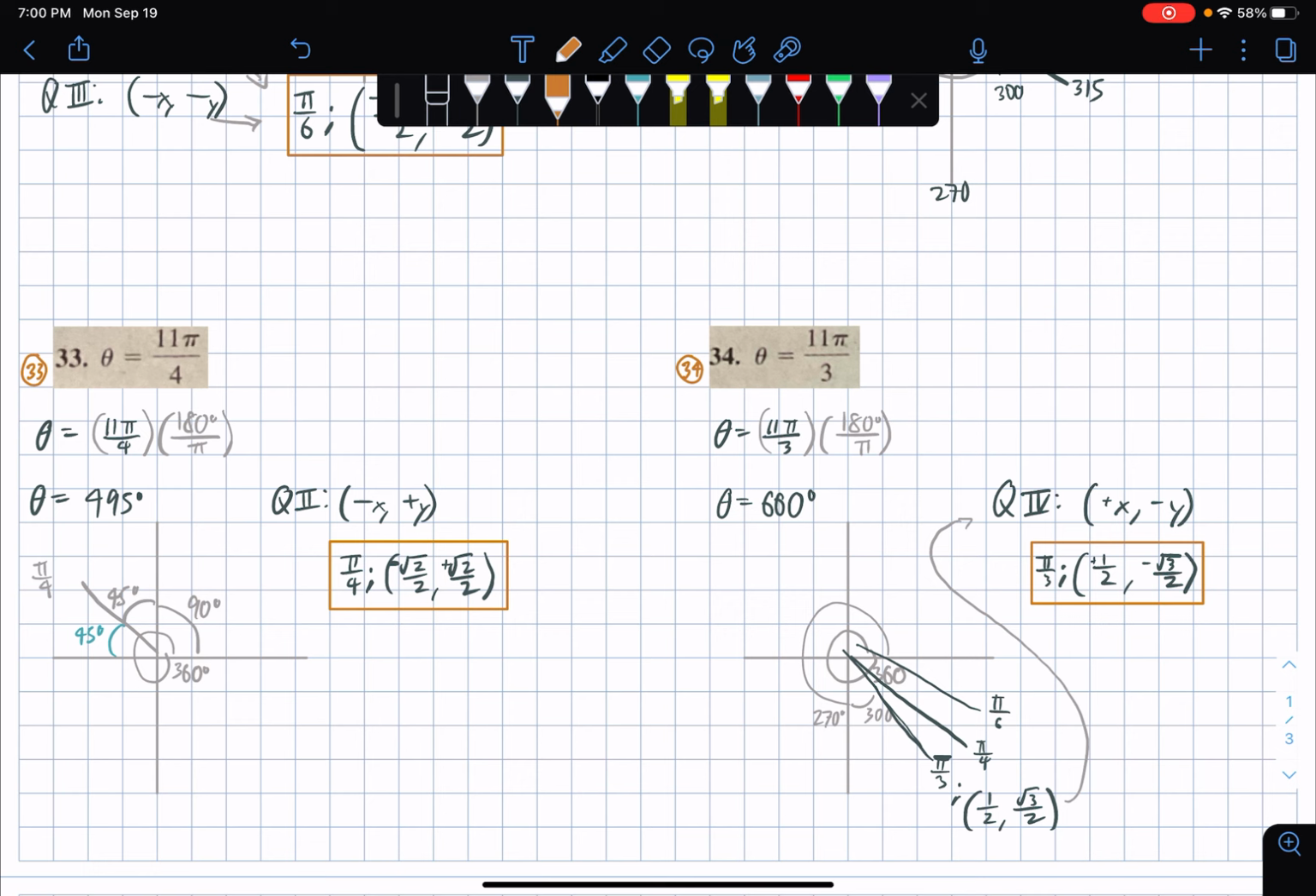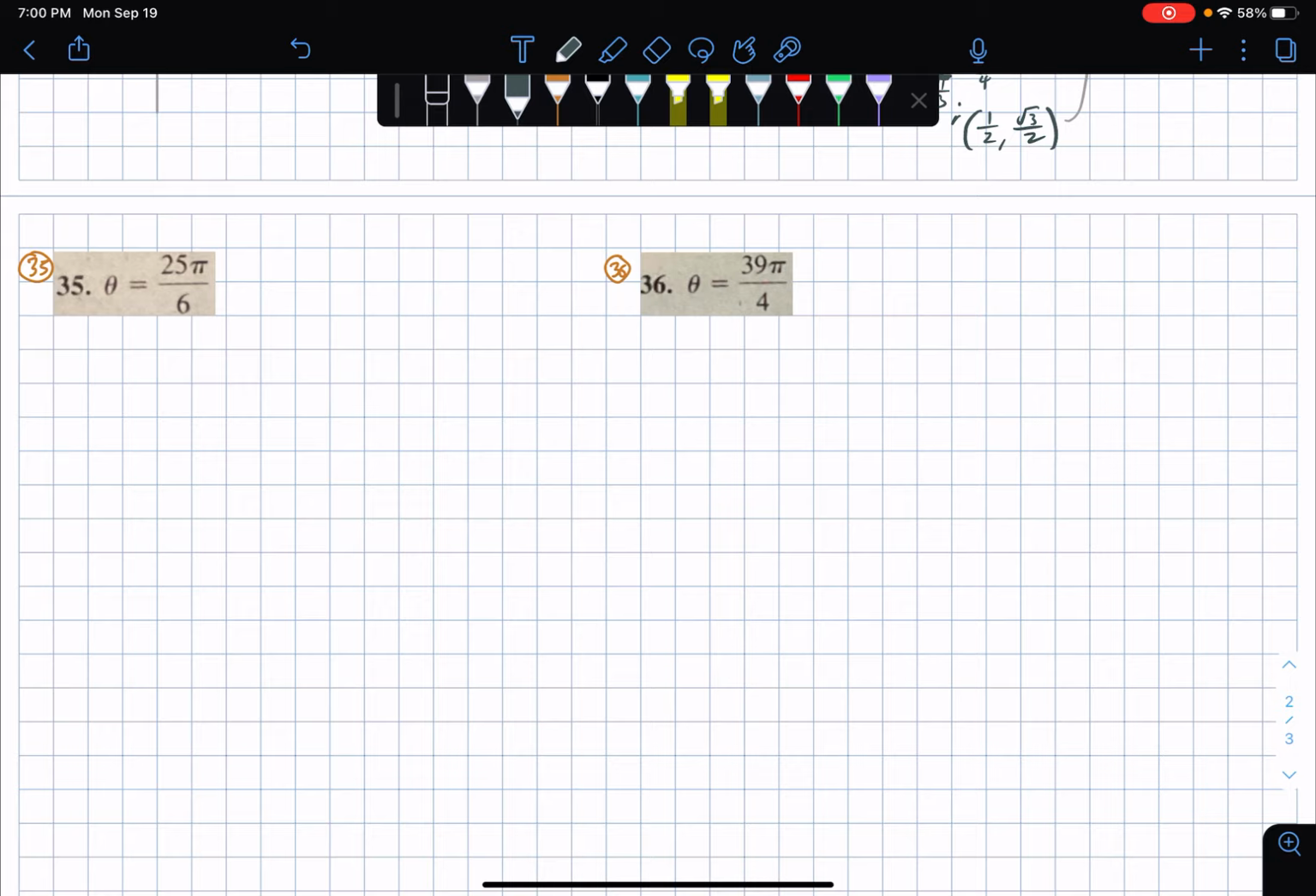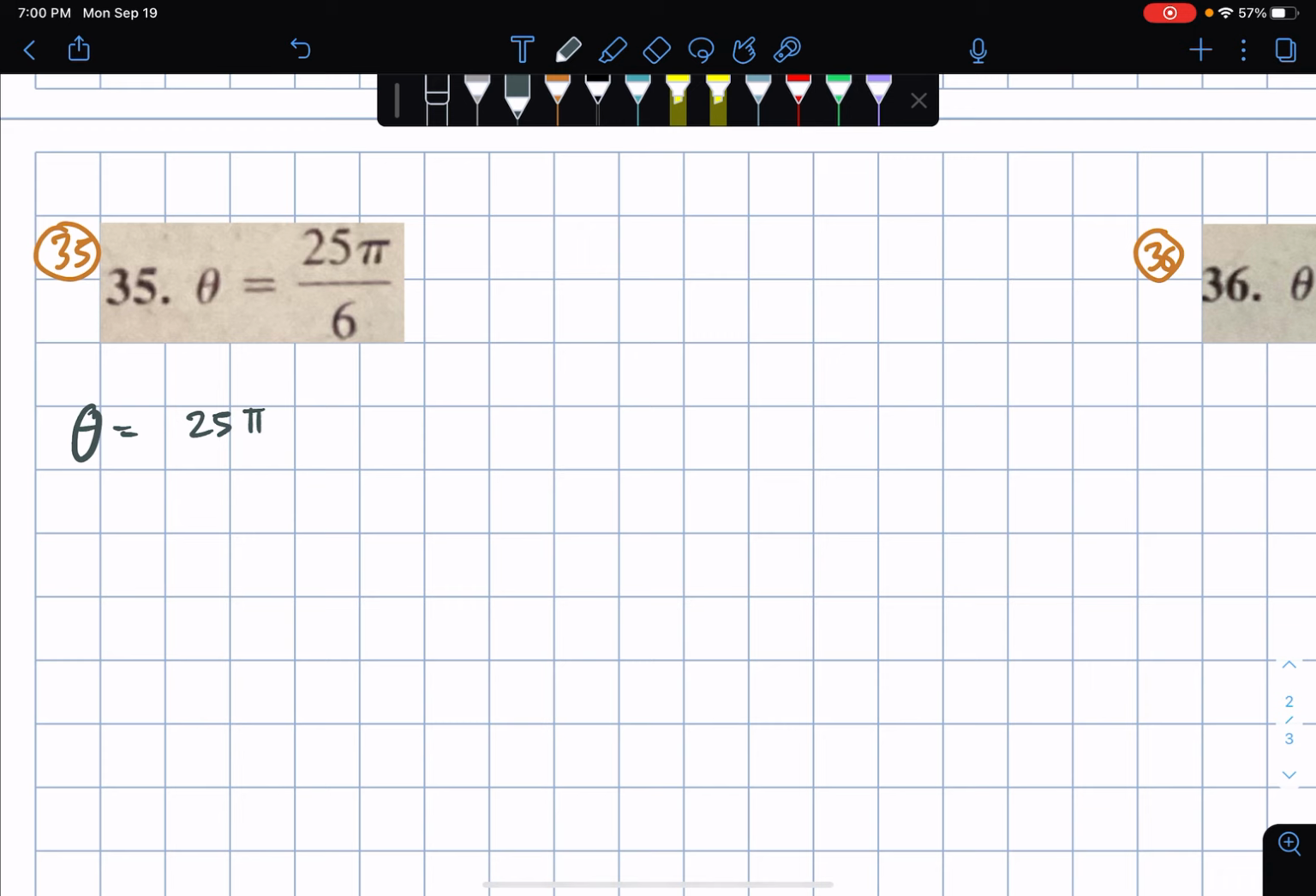Okay, I hope everything's pretty clear. We have two questions left, number 35 and 36. So, theta is equal to 25 pi over 6 times 180 degrees over pi. Okay, 25 pi over 6 times 180 degrees over pi. We get 750 degrees.